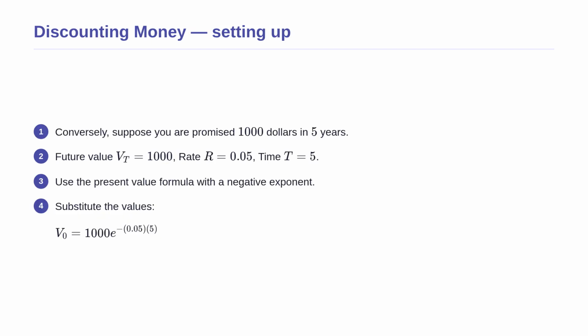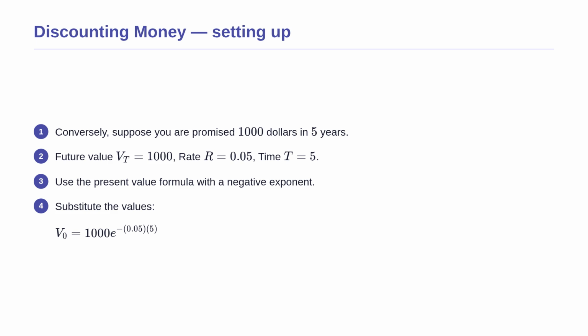Now let us look at the exact opposite scenario. Suppose you are promised exactly $1,000 in 5 years and you want to know how much that promise is worth today. We are given the future value, the rate, and the time. Because we are pulling money backward in time, we use the present value formula with the negative exponent.